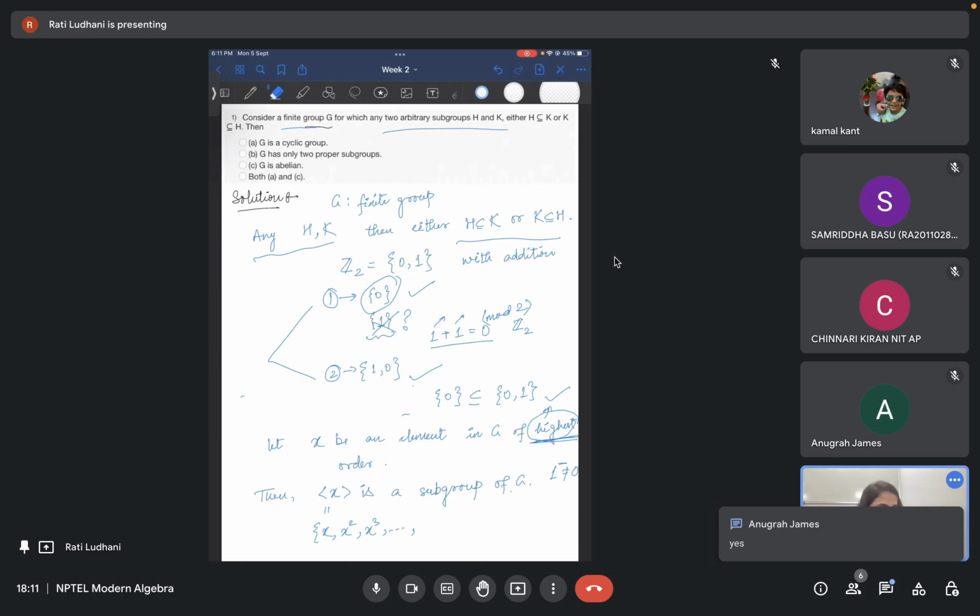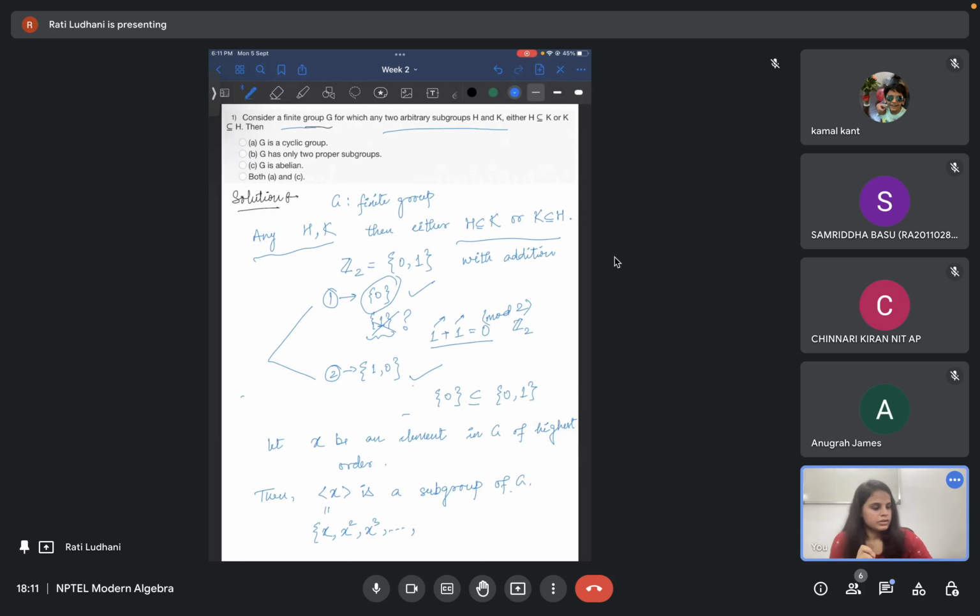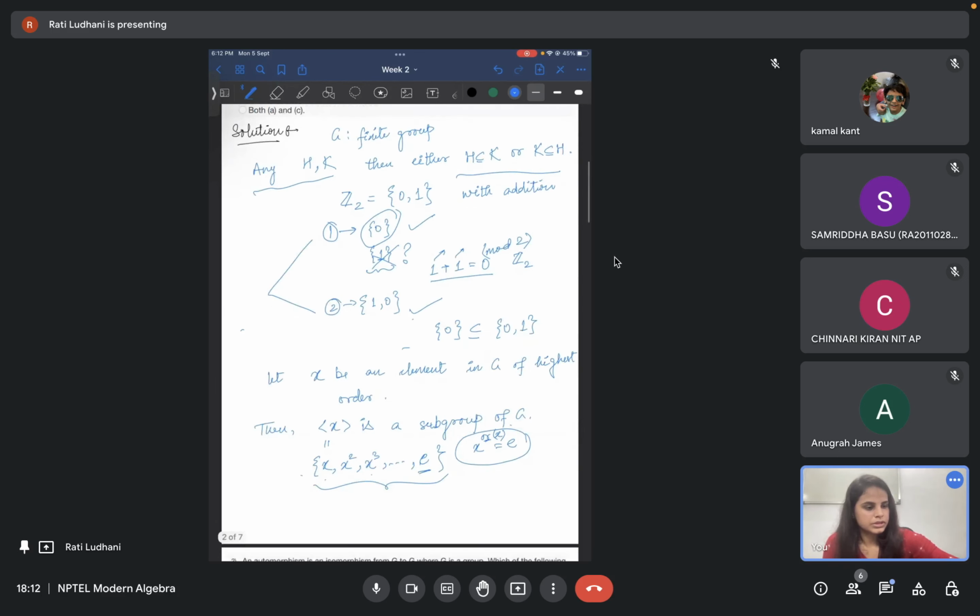Okay, very good. So let's see what we have. Here you have x square, x cube, and you will come up to the identity definitely. There will be some power, the order value, which will be the order of x, and that will be the identity. So this is some finite set. Okay, I should add a page.